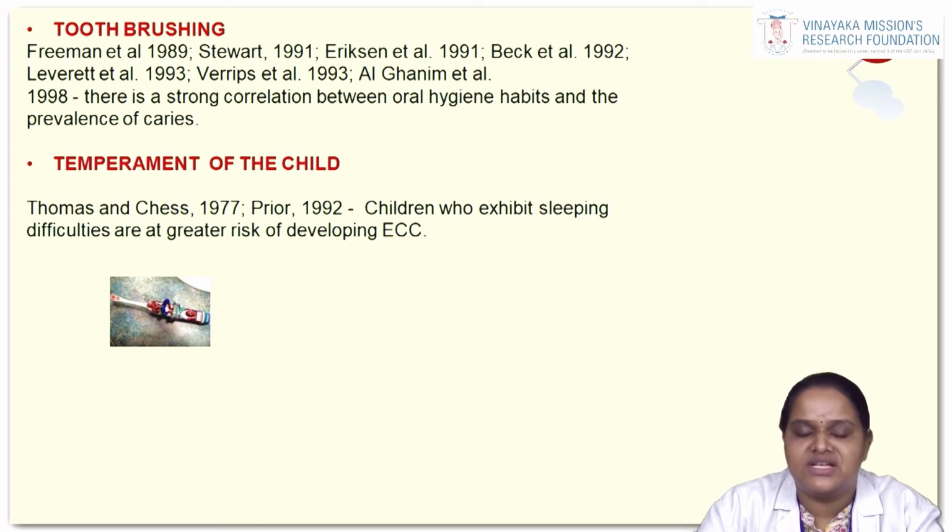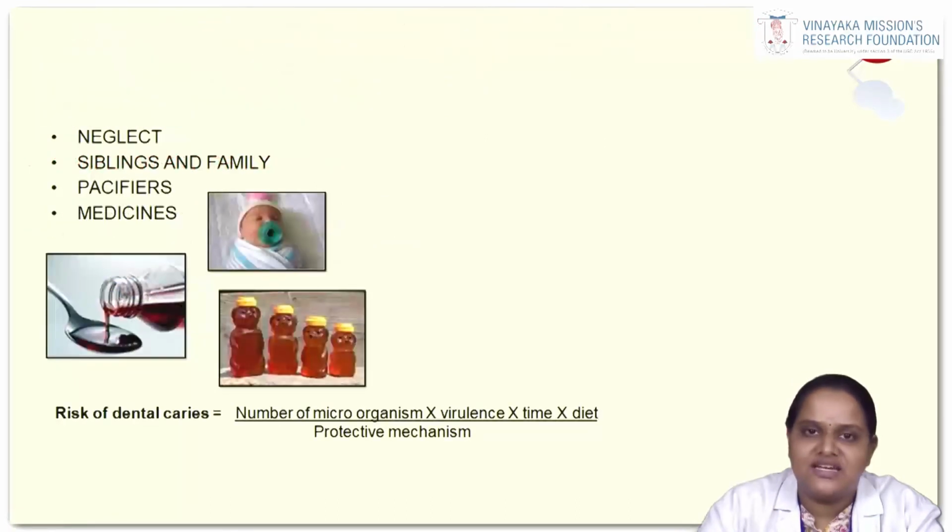Next is about the temperament of the child. This was given by Thomas and Chess in the year 1977, where children who exhibit greater sleeping difficulties have a higher risk for developing early childhood caries. The other secondary factors which are associated with ECC are neglect, siblings and family, pacifiers and medicines.